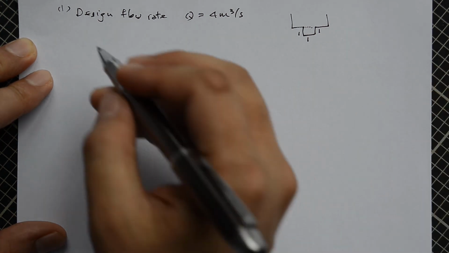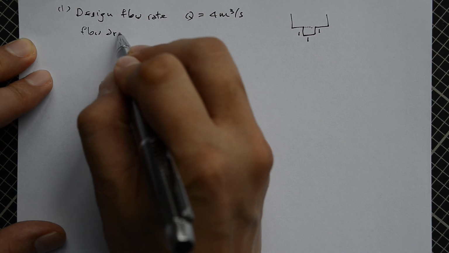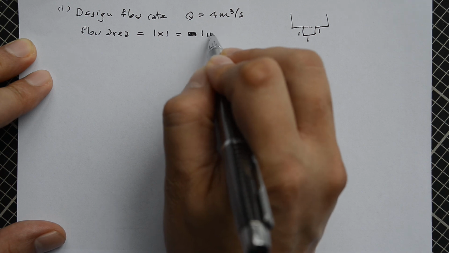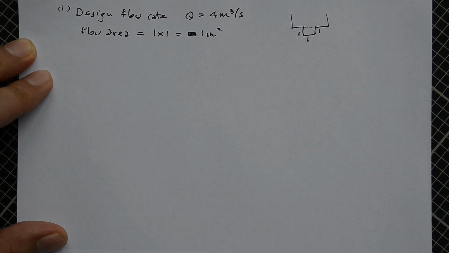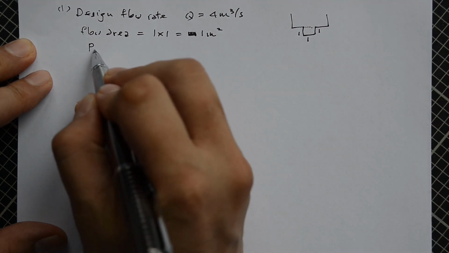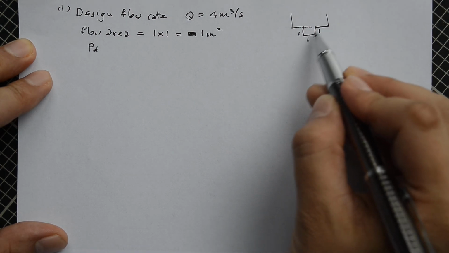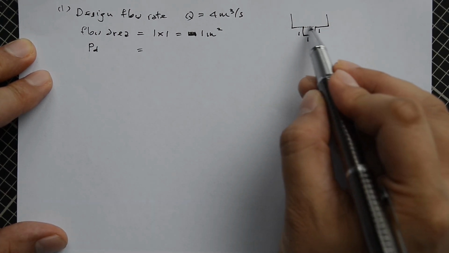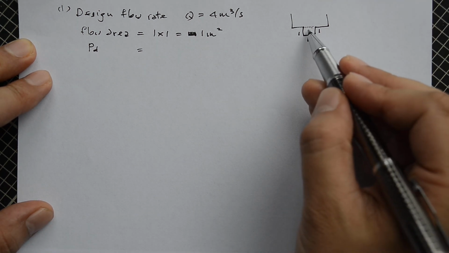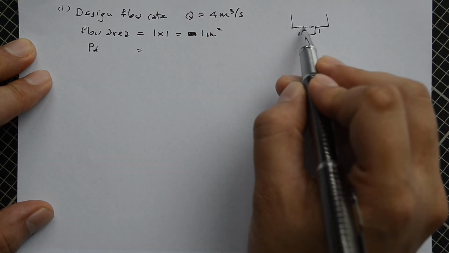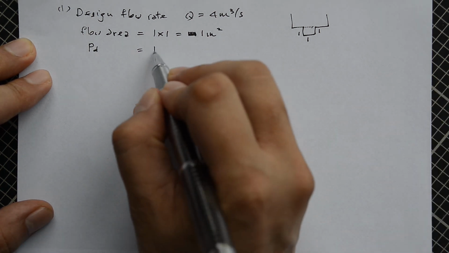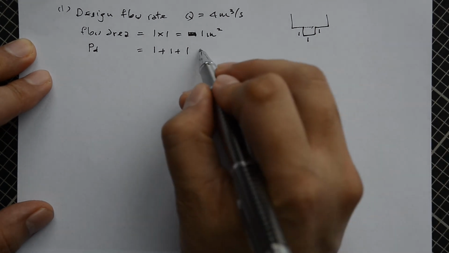Okay, and therefore the flow area is equal to 1 times 1, which is 1 meter square. This is the flow area and the wetted perimeter, which creates friction on the flow body. The upper part here is open to air, therefore it creates an insignificant amount of friction for the flow body. Therefore the upper part is not counted. We only count the three sides. The wetted perimeter is 1 plus 1 plus 1, equal to 3 meter.